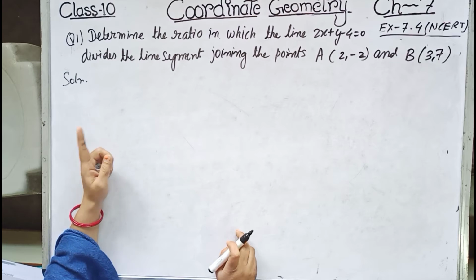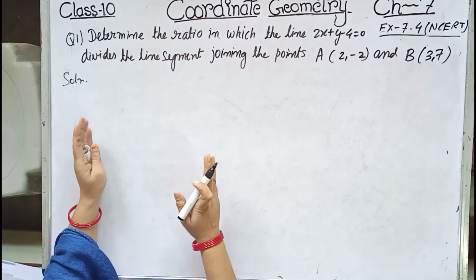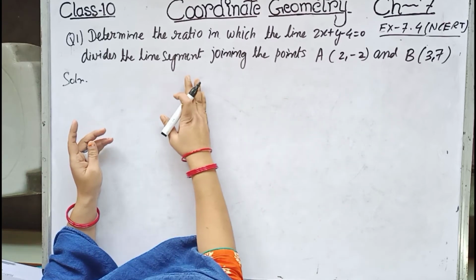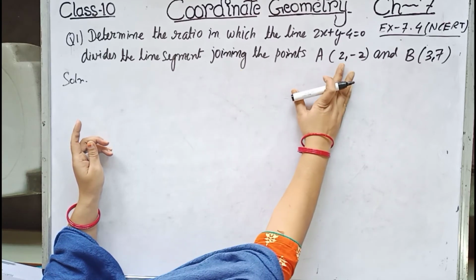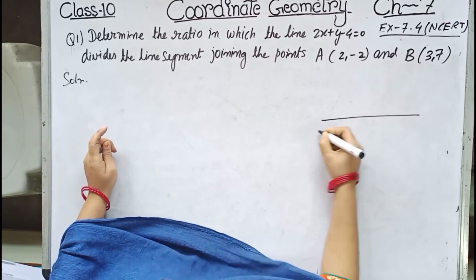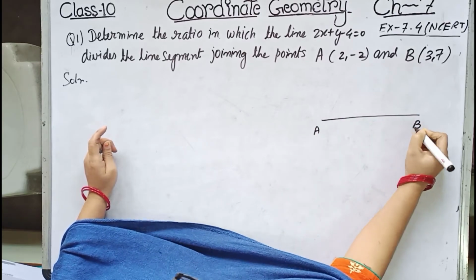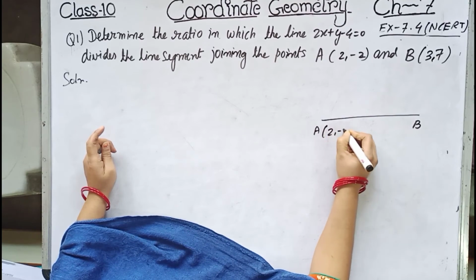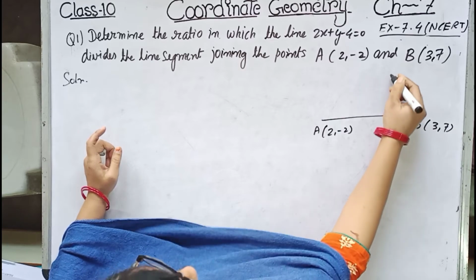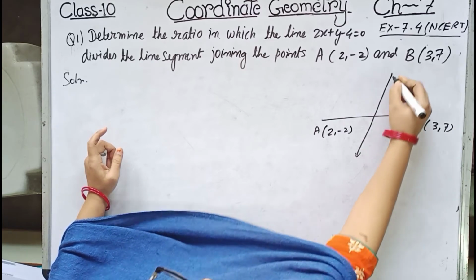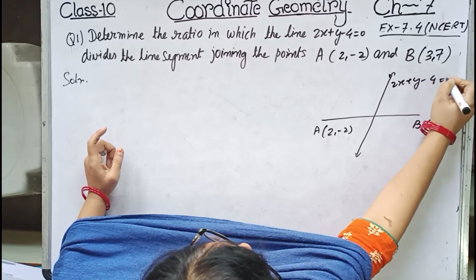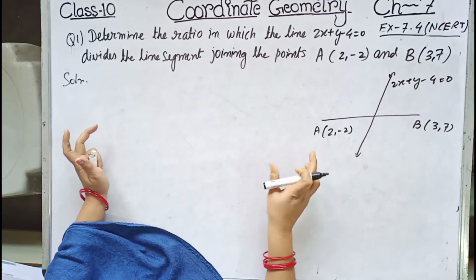Question number 1 says: determine the ratio in which the line 2x plus y minus 4 equals 0 divides the line segment joining the points A (2, -2) and B (3, 7). Suppose this is the point A and this is the point B with coordinates (2, -2) and (3, 7), and this is divided by a line whose equation is given as 2x plus y minus 4 equals 0, and we have to find the ratio.